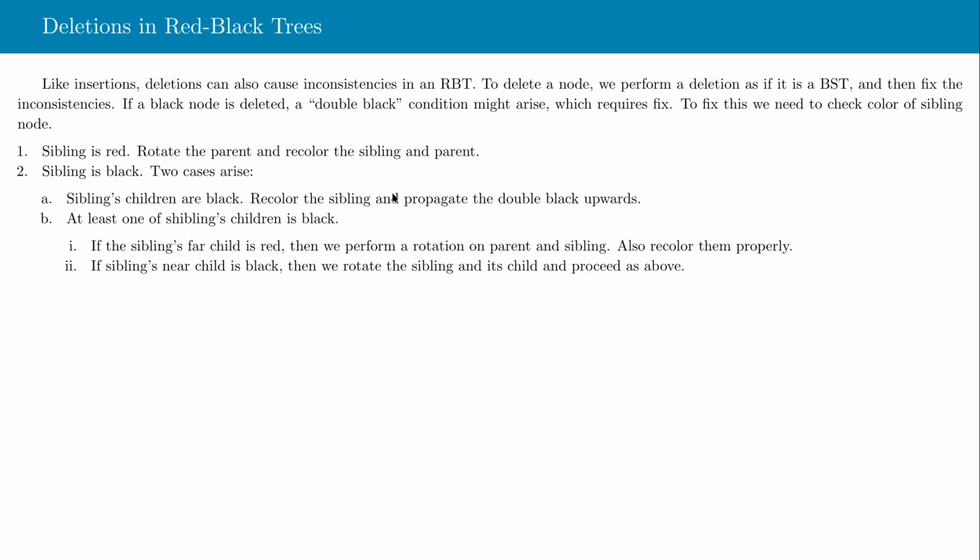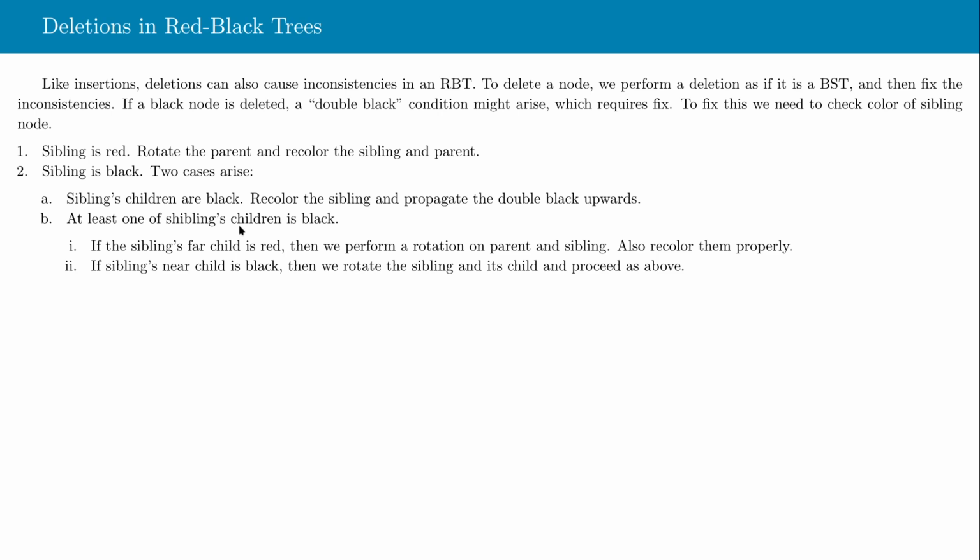Similarly, when we delete, we can have a problem of double black. So this requires fixing. To fix this, we check the sibling. If sibling is red, rotate the parent and recolor the sibling and parent. If sibling is black, we have two subcases. If the sibling's children are black, recolor the sibling and propagate the double black upwards.